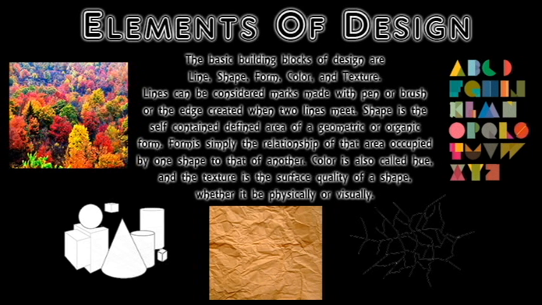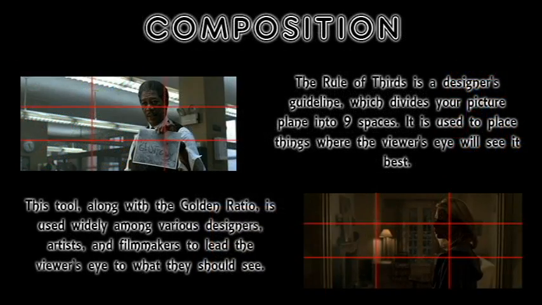Lines can be considered marks made with a pen or brush, or the edge created when two lines meet. Shape is the self-contained defined area of a geometric or organic form. Form is simply the relationship of the area occupied by one shape to that of another. Color is also called hue, and texture is the surface quality of a shape, whether it be physically or visually.